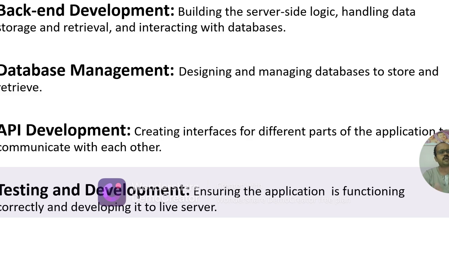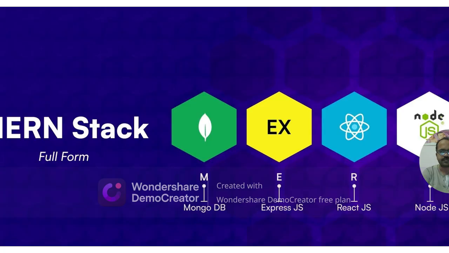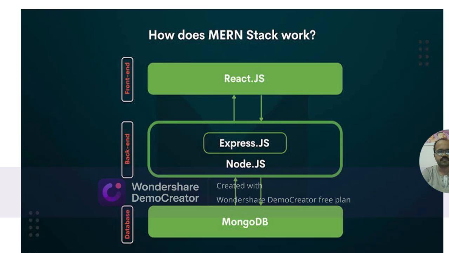Testing and development. Once the application has been developed, you want to test whether the functionality is working properly or not. We need testing and development. Those are the key aspects of full stack development. See, MERN stack means M is MongoDB, E is Express.js, R is React.js, N is Node.js.